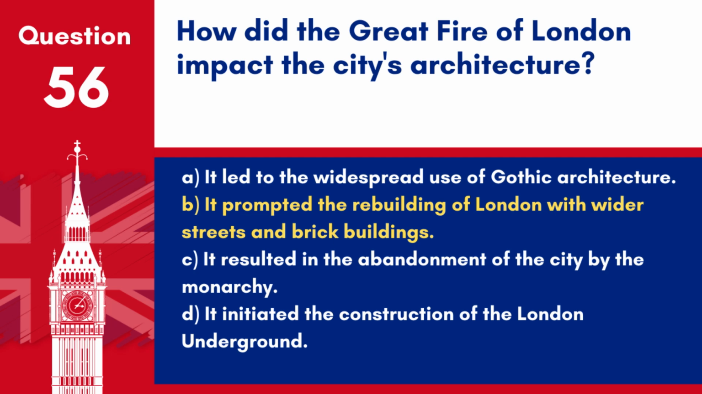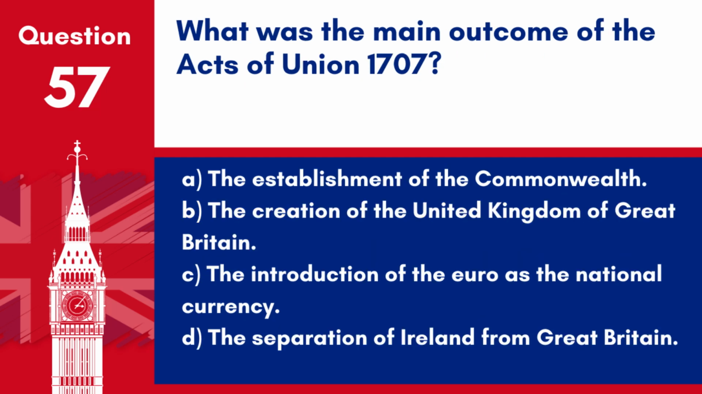The Great Fire of London in 1666 led to significant changes in the city's architecture, including the construction of new fire-resistant brick buildings and the widening of streets to prevent future fires. Question 57. What was the main outcome of the Acts of Union 1707? A. The establishment of the Commonwealth. B. The creation of the United Kingdom of Great Britain. C. The introduction of the euro as the national currency. D. The separation of Ireland from Great Britain. Answer: B. The creation of the United Kingdom of Great Britain.